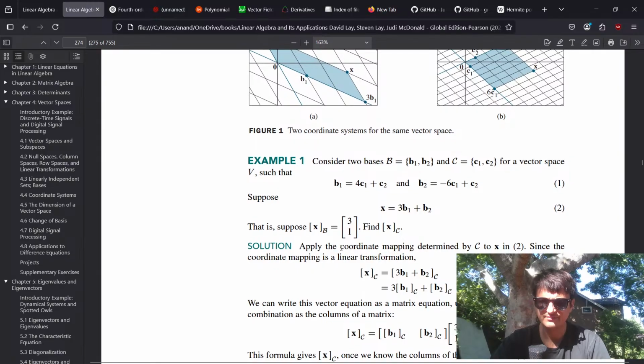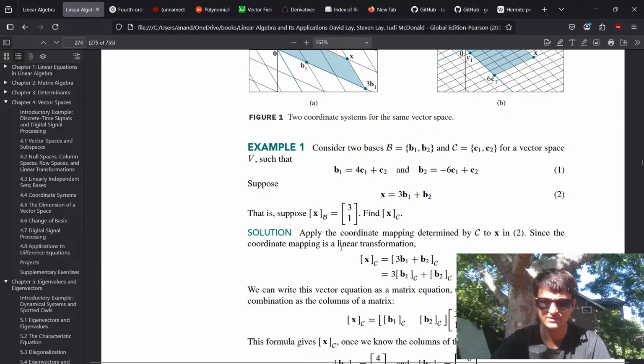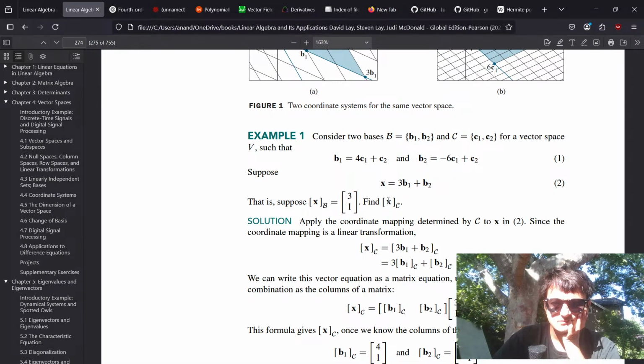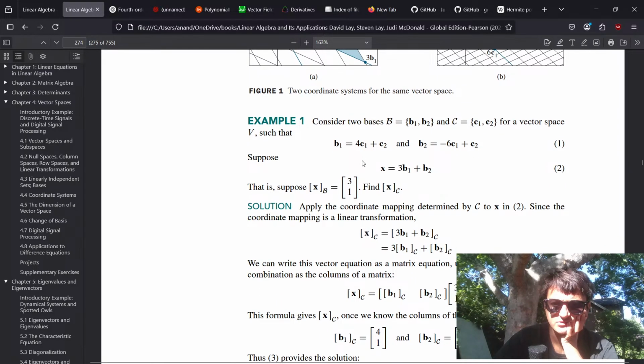Consider two bases, B and C, for a vector space such that b1 is equal to 4c1 plus c2, and b2 is equal to this. Now suppose that (3, 1) is the B coordinate vector of x. Now to find the C coordinate vector, do we solve for c1 in terms of b1 and b2?